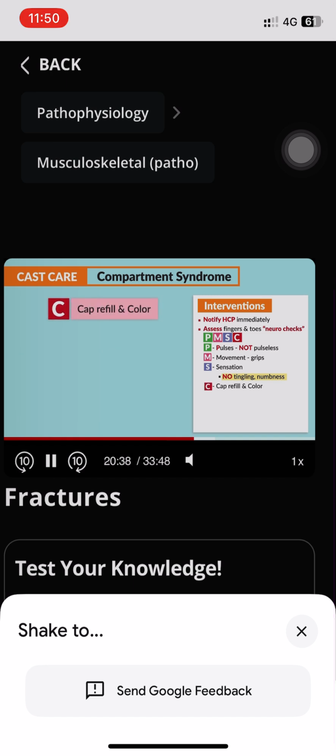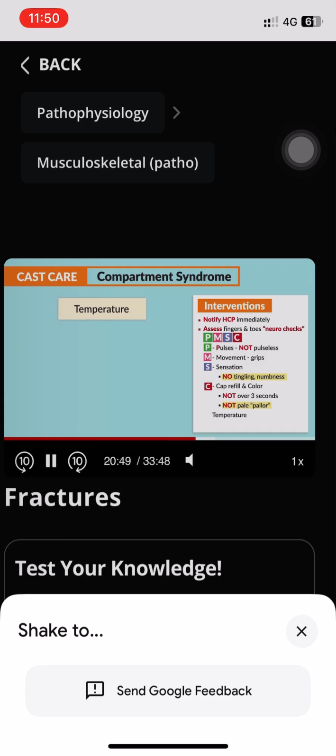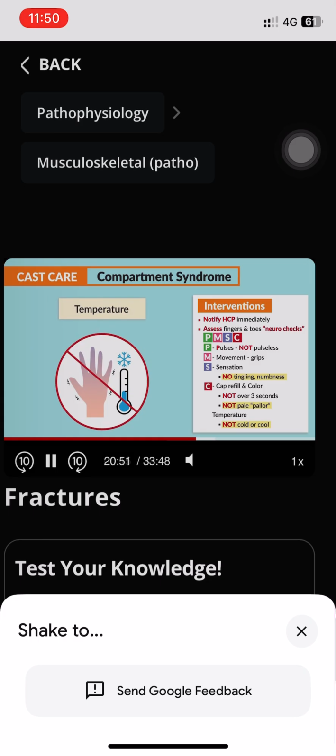C is for capillary refill and color. Not over 3 seconds. Cap refill should be less than 3 seconds. And not pale or pallor. And the temperature should not be cold or cool.